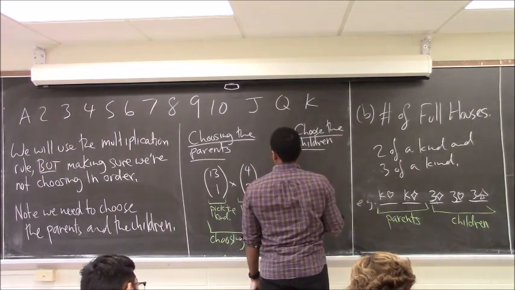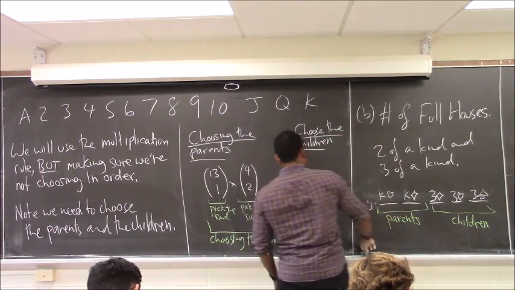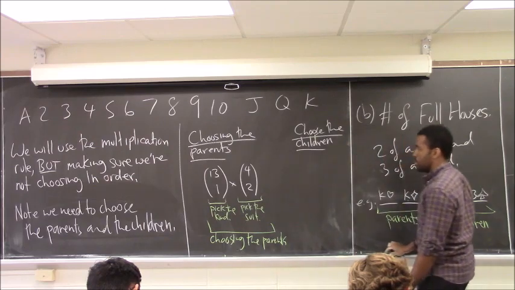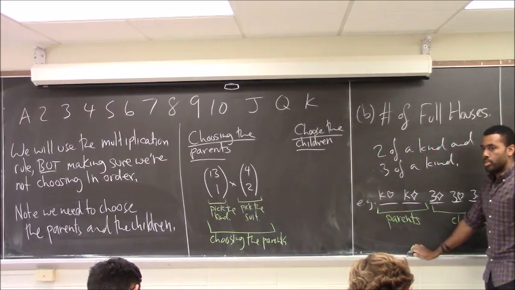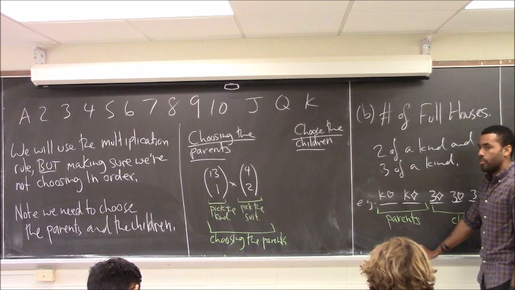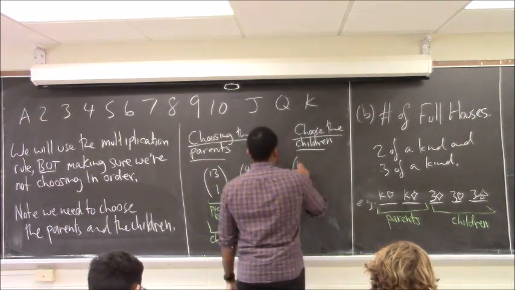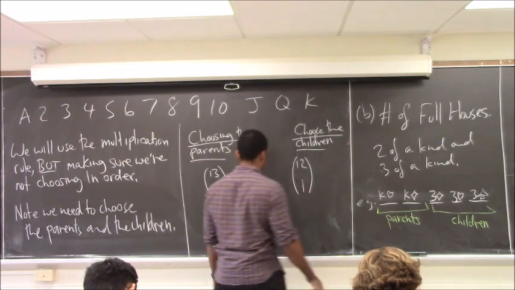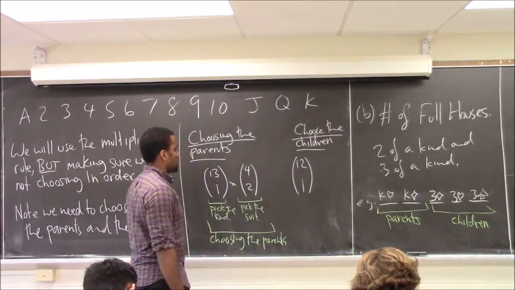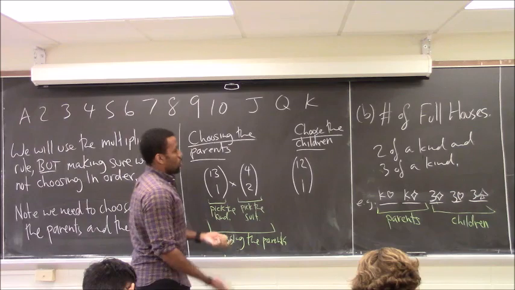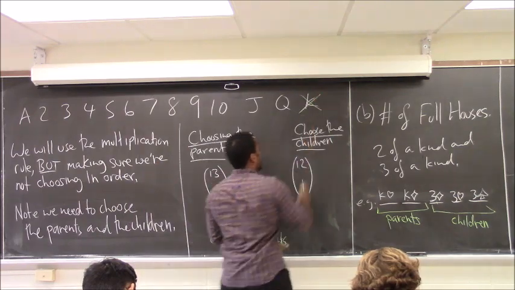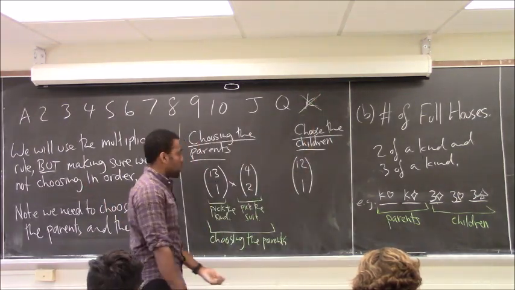Now that we actually went through how to choose the parents, maybe someone else can tell me how to choose the children. Following this same logic, how would I pick the children? Yeah. 12 choose 1 times. 12 choose 1, explain why. Well, there's one kind that's already taken up by the parents. Right. You can't choose that. So if the K was already chosen, now there are 12 things that I can choose one from.